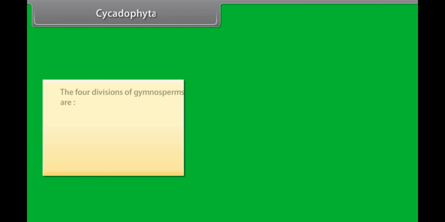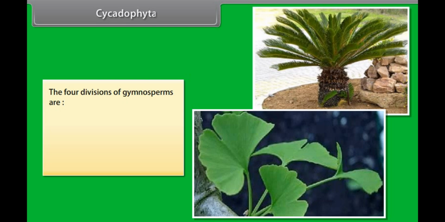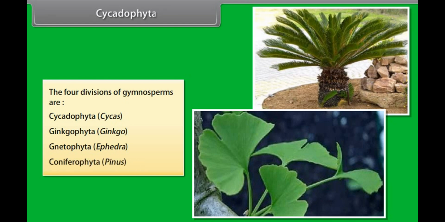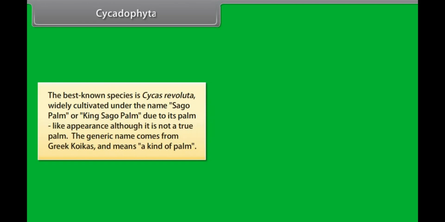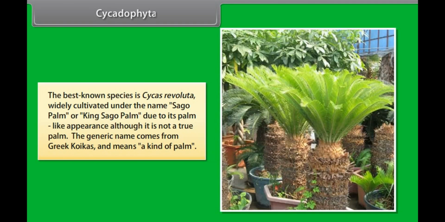Cycadophyta. The 4 divisions of gymnosperms are Cycadophyta, Cycas; Ginkgophyta, Ginkgo; Gnetophyta, Ephedra; and Coniferophyta, Pinus. The best-known species is Cycas revoluta, widely cultivated under the name sago palm or king sago palm due to its palm-like appearance, although it is not a true palm. The generic name comes from the Greek koikos and means a kind of palm.